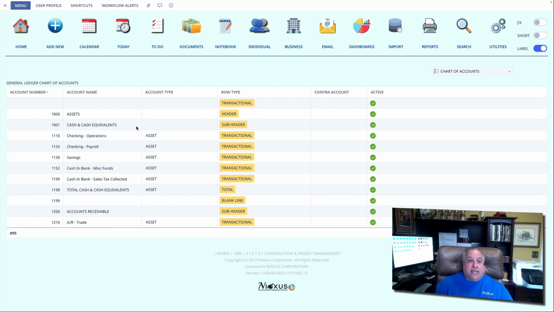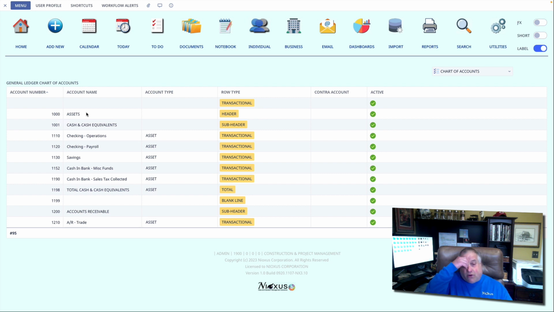Here we see a header, account 1000, all caps, assets. Here we see a subheader, account 1001, cash and cash equivalents. Here we see another subheader, accounts receivable. These two subheaders, accounts 1001 and 1200, are underneath the header assets.